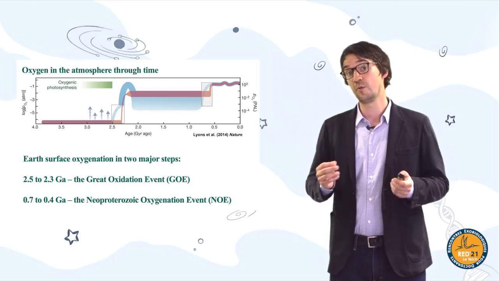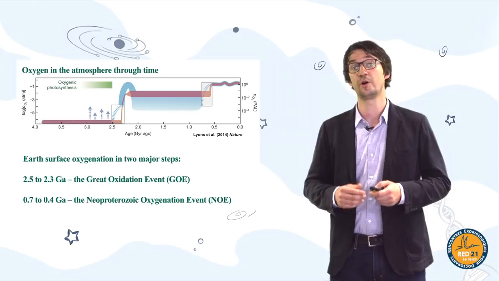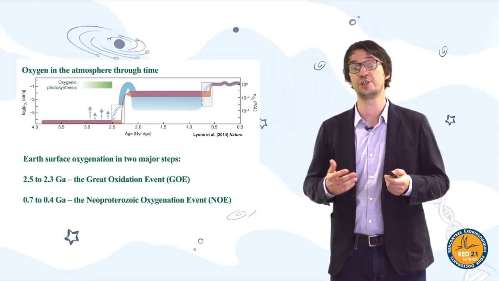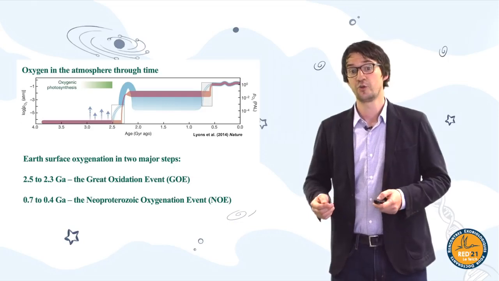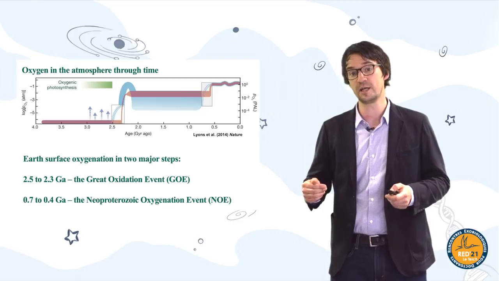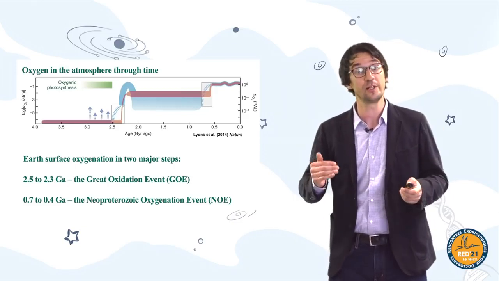What I want you to take home is that this happened in two large bursts, what we call the Great Oxidation Event, or GOE, and the Neoproterozoic Oxygenation Event, NOE. The reason why we say oxidation for the older one and oxygenation for the younger one is because in the GOE, we really went from a world that had no free oxygen to a little bit of free oxygen.